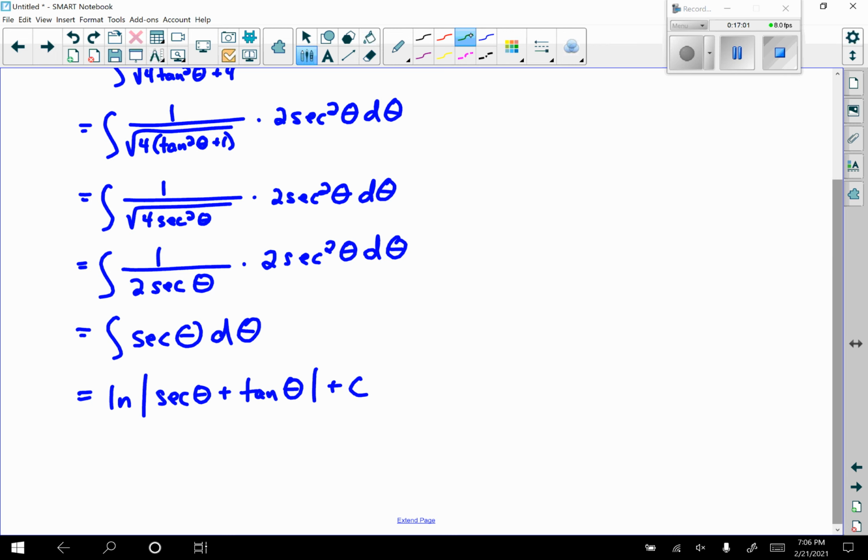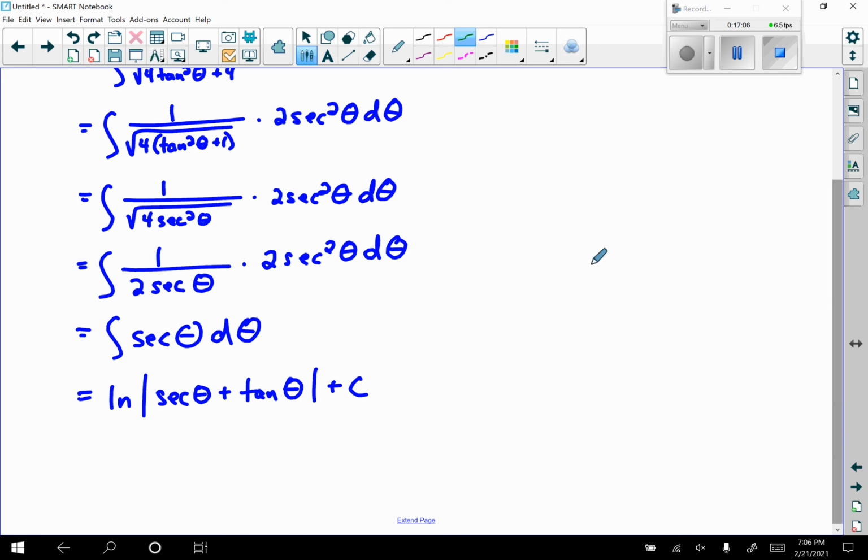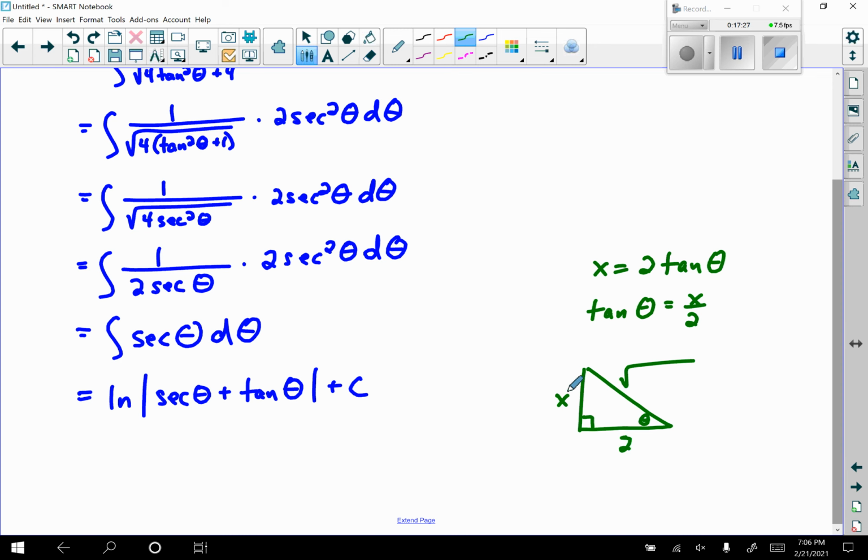So at this point, this is where, again, x is equal to 2 tangent theta. We want to make our right triangle. So this means that tangent theta is equal to x over 2. So that is opposite over adjacent. So that means we have the square root of x squared plus 2 squared for the hypotenuse, which is that x squared plus 4, which again was part of our original problem.